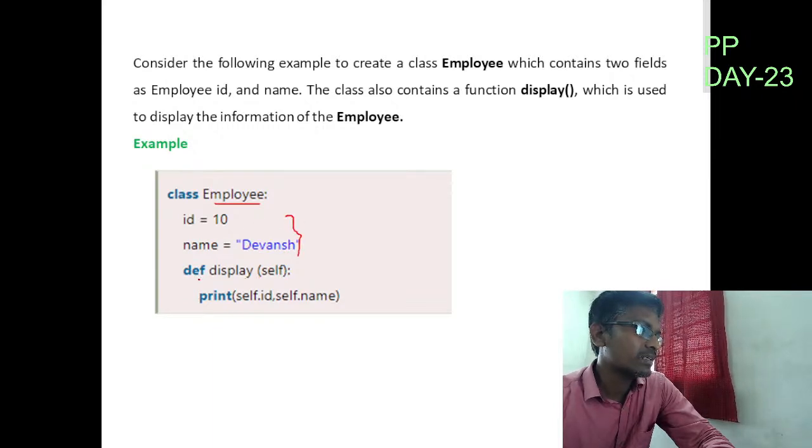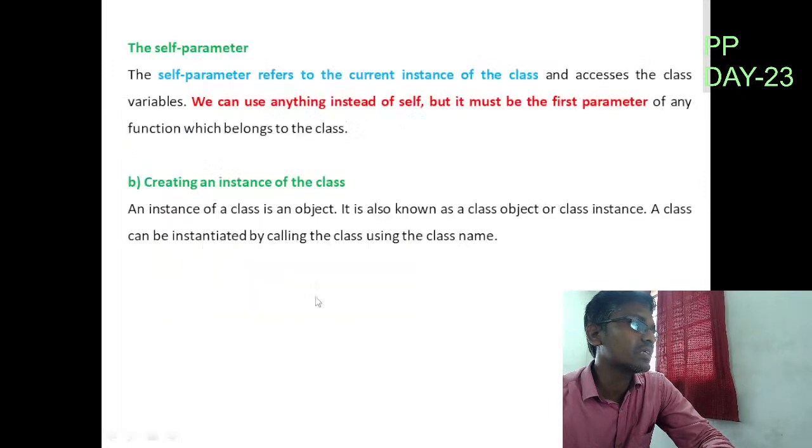And for the method, by using the def keyword you have to define the methods in a class. So the method name is display, followed by self as an argument. By using that self argument, you have to access self.id and self.name. Then it will display id is equal to 10 and name is equal to Devansh.